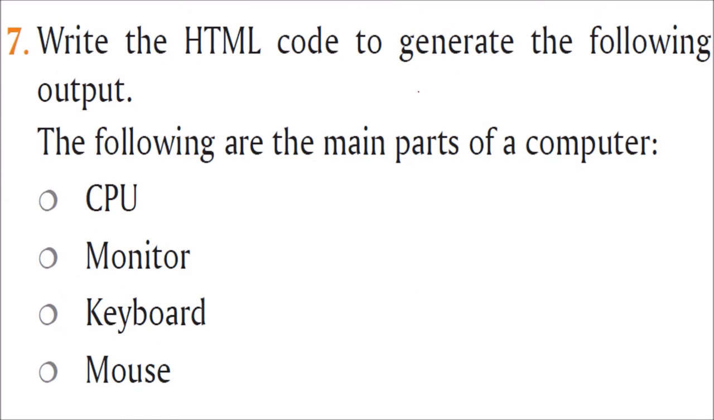Write the HTML code to generate the following output. So the following are the main parts of the computer. This we will give normally. Here we have to create a list. This is the circle list. So we'll create an unordered list like this. We'll give type equal to circle.